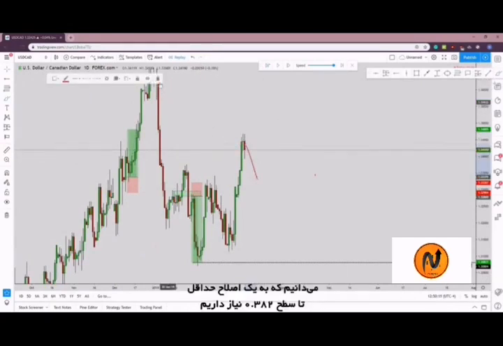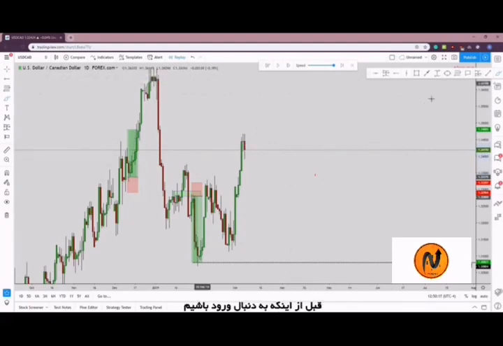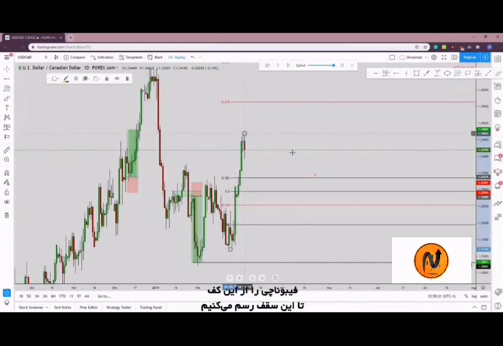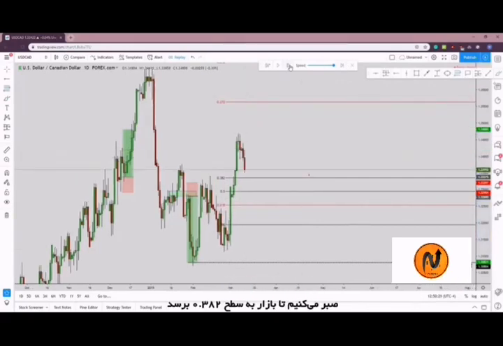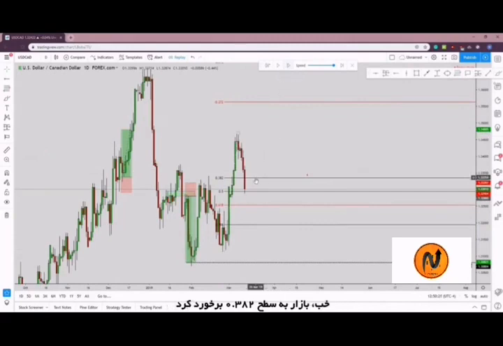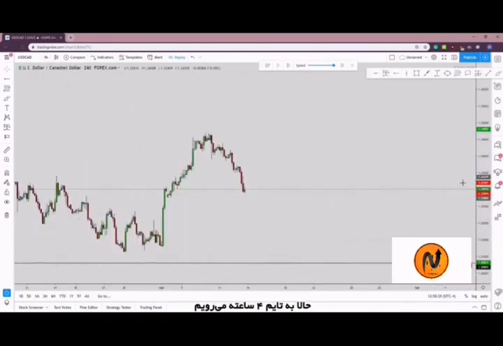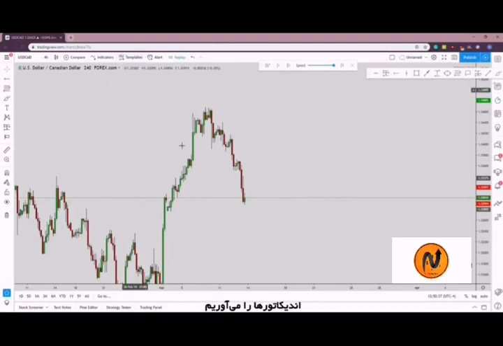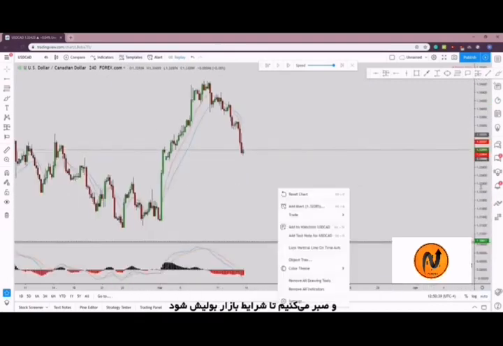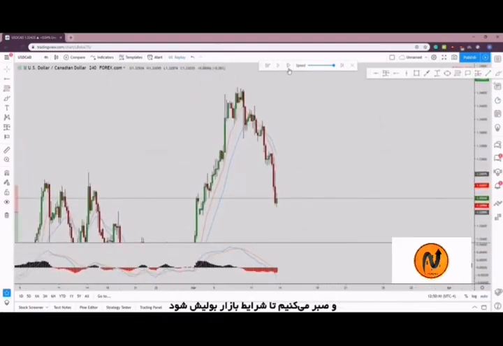Perfect. We know that the market has created a nice impulse. We know that we need to have at least a 382 retracement before we can be looking for longs. So let's take our Fibonacci from the low to the high, and let's wait until the market hits at least the 382. Perfect. The market has hit the 382 and also has exceeded it. So let's go now on the 4-hour time frame and let's bring in indicators and wait for the environment of the market to be bullish again.